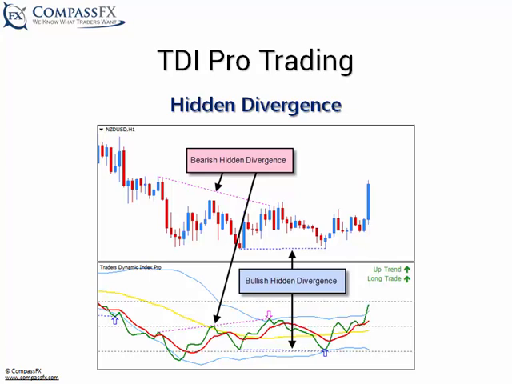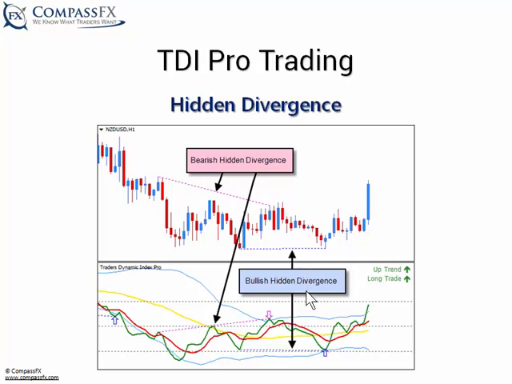Notice that when we look at this, with the bearish hidden divergence, we have a high followed by a lower high. And in the Trader's Dynamic Index, we have a high followed by a higher high. And you'll see that the market sentiment actually started rolling over and eventually price did as well.